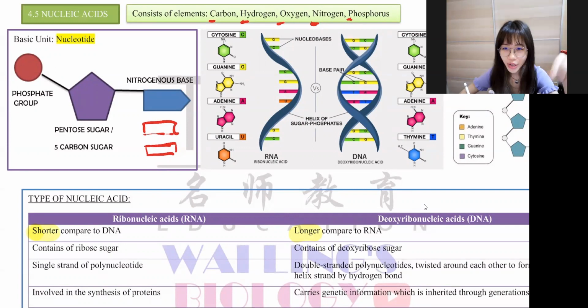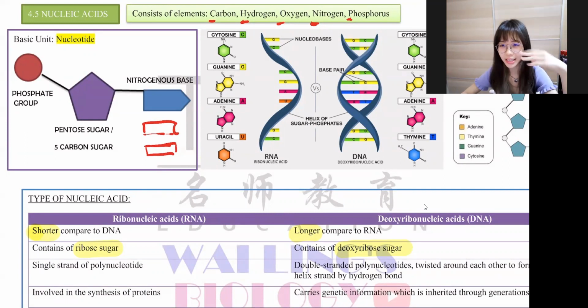Second, ribonucleic acid contains ribose sugar, that's why it's called ribonucleic acid, right? Deoxyribonucleic acid contains deoxyribose sugar. Okay, it makes a lot of sense because the names are quite similar. Ribonucleic acid, ribose sugar. Deoxyribonucleic acid, deoxyribose sugar. Okay, this is the other structural difference.